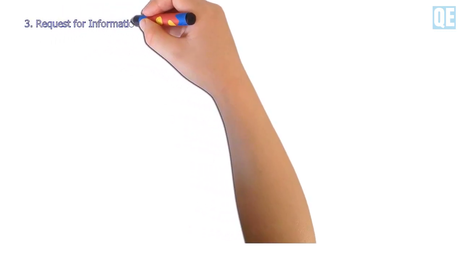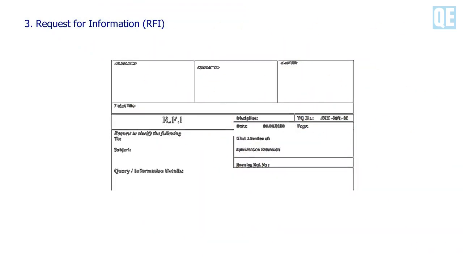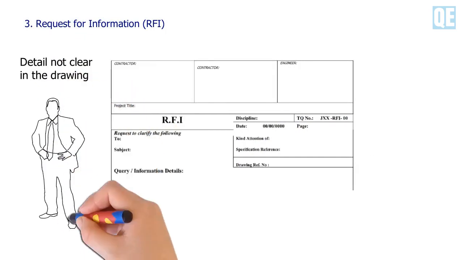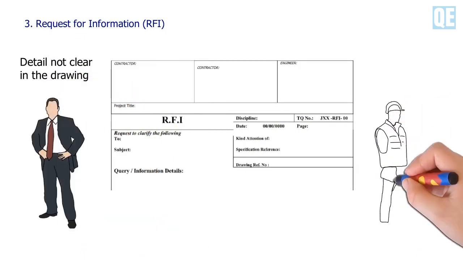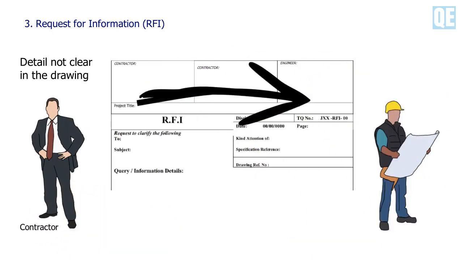3. Request for information or RFI. This form will use if there is something that is not clear in the drawing to better understand or clarify a certain area of the work. So the contractor will send an RFI to the engineer or consultant for clarification.